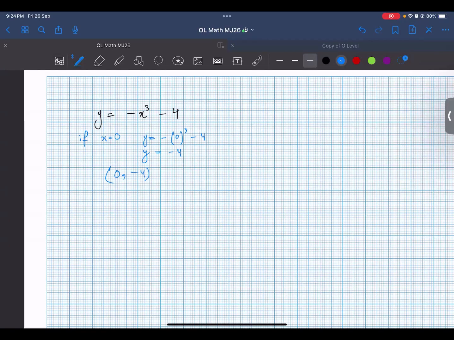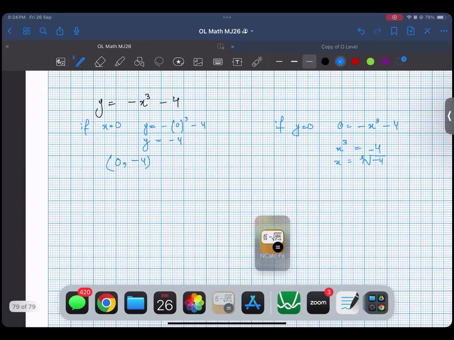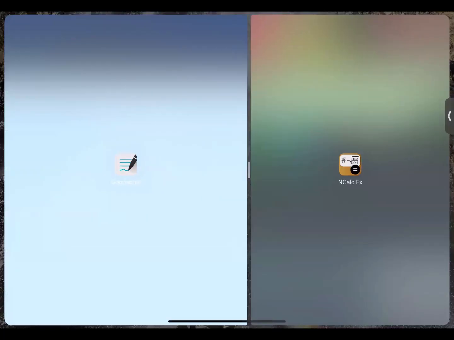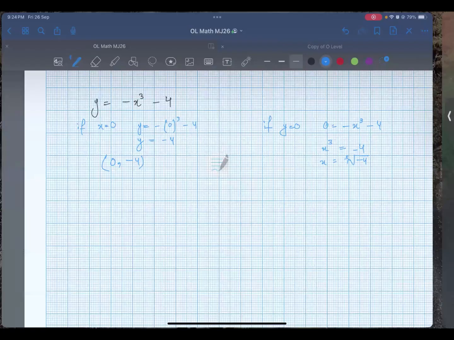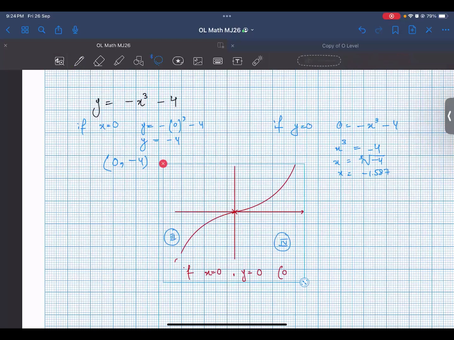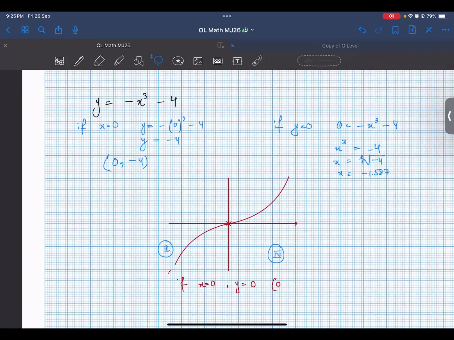And now if your y is 0, then 0 is equal to minus x cube minus 4. Minus 4 would go over there, or you can move the x cube over there. So x cube is equal to minus 4, and x would be cube root of minus 4. How much is this? Minus 1.587, approximately. So now again you will move on to the sketch part.